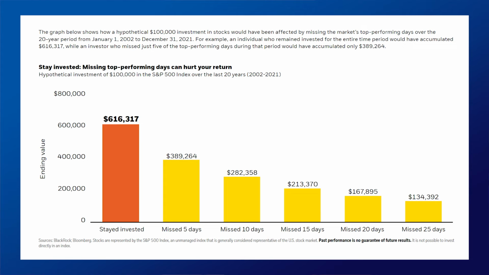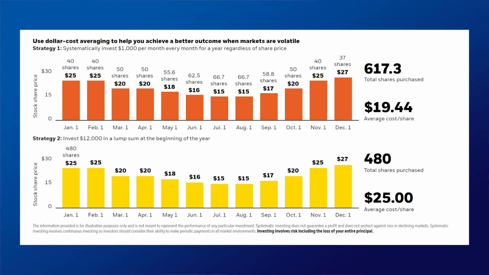The second half of that sheet is back to the topic at hand, which is very similar to the one we just talked about, but it's comparing a lump sum to dollar cost averaging. And this one I think is maybe a little bit more realistic. It's a $12,000 lump sum compared to $1,000 a month over the course of a year. If you took that $12,000 lump sum and invested it on January 1st, you get 480 shares because you bought at $25 a share.